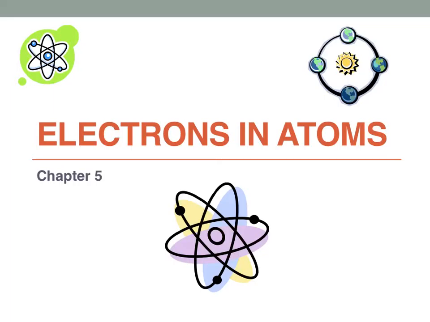Alright, we're moving into chapter 5, which covers the electrons in the atom. So we're going to move away from the nucleus and knowing how many protons and neutrons, to looking at what is happening and how these elements are interacting with each other. And it's really all about what's going on with their electrons. So we're going to go ahead and get started.